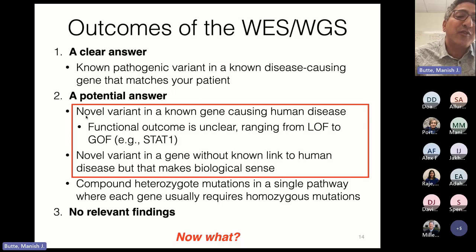which includes that if you have a new variant in a gene that's already known, but the variant isn't known to cause disease, that's called a variant of unknown significance, and you have to start figuring out the significance of it. Or you may have a new variant in a gene that's not yet known to link to human disease, but it's in the right pathway. You may say, oh my gosh, this is a totally new gene, but it's in a pathway right next to a gene that we really understand and know very well.